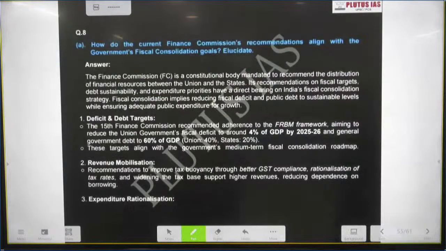Then question 8: how do current Finance Commission's recommendations align with the government's fiscal consolidation goal? Elucidate. Just a minute, guys.